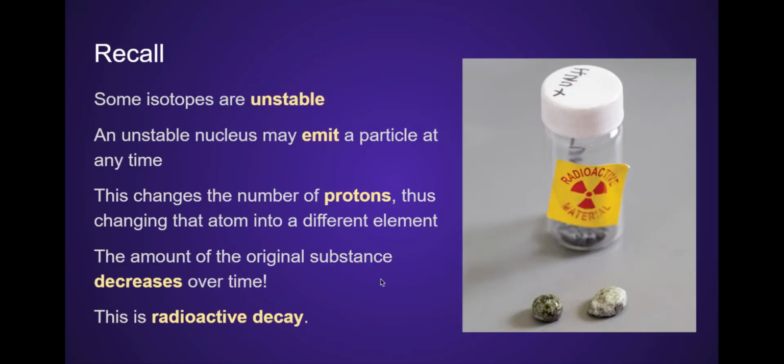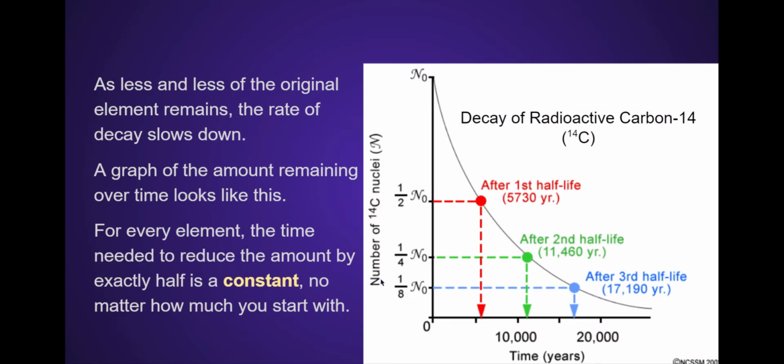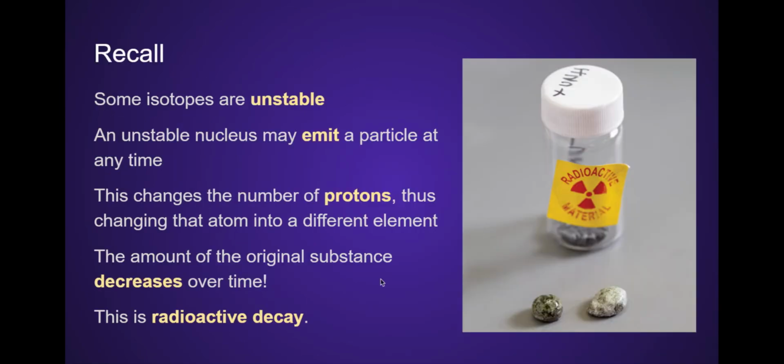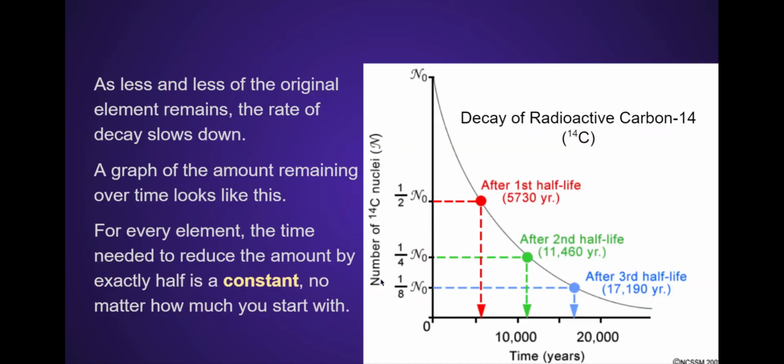Quick review: some isotopes are unstable. An unstable nucleus may emit a particle at any time. Emitting a particle changes the number of protons, thus changing that atom into a different element. So the amount of the original substance decreases over time. This is radioactive decay. As less and less of the original element remains, the rate of decay slows down. So a graph of the amount remaining over time looks like this. It is a curve that asymptotically approaches zero.